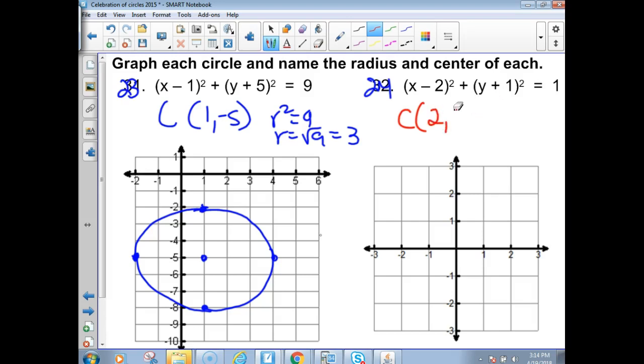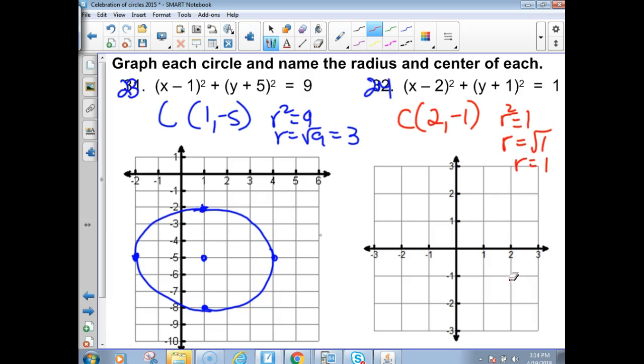All right, I'm going to do just 1 or 2 more, and then I'm going to have you guys work them, and then we'll check them. So center's at 2, negative 1 with the radius. Oh, what's the radius? What's the square root of 1? Oh, you better know that's 1. Okay. So the radius is 1.